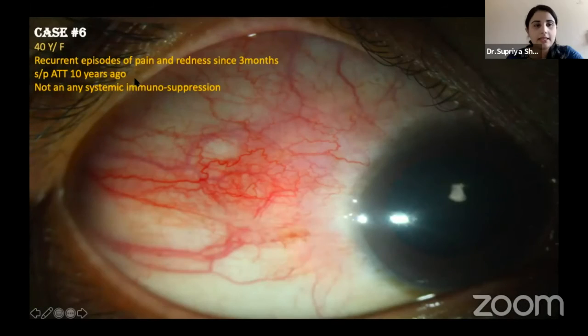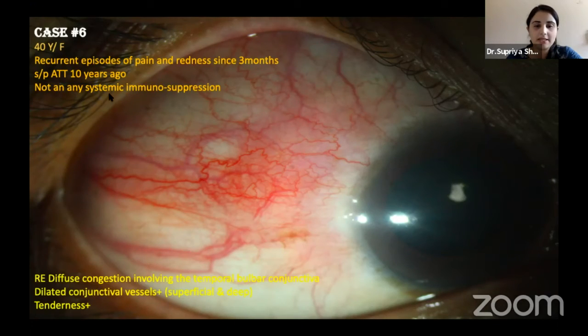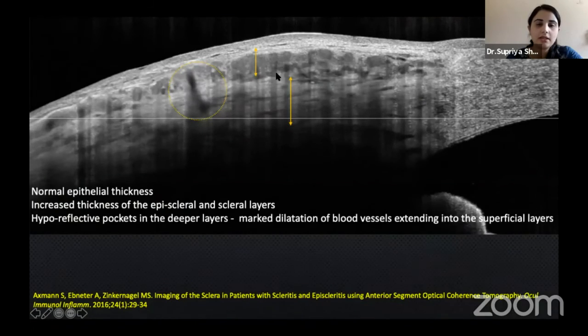So this is the last clinical picture where this patient actually presented with recurrent pain and redness over 3 months, and the patient had received ATT therapy 10 years ago. And there was this diffuse congestion that was present in the right eye over the temporal bulbar conjunctiva. The AS-OCT here shows typical features of scleritis.